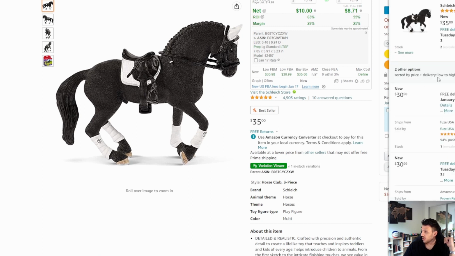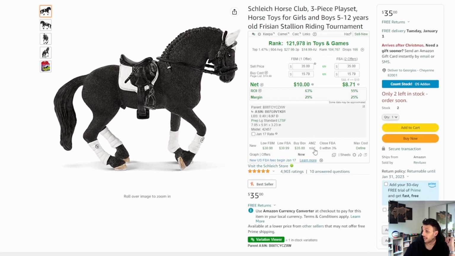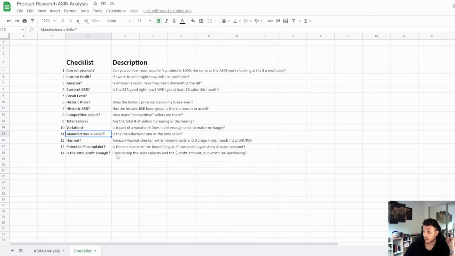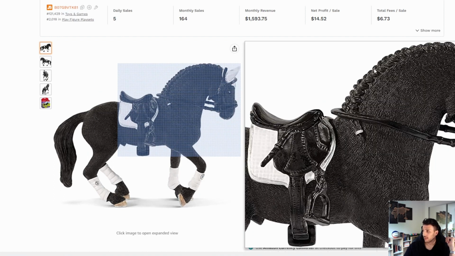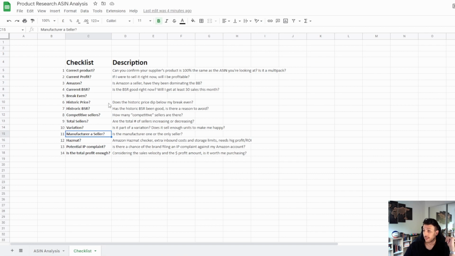So I don't see anyone by this name, Sleigh Store, or Schleek. I'm not too sure how you pronounce that. As a seller, I don't consider the manufacturer. This is a plastic toy. I'm not even going to check if it's hazmat, but if you do need to, there's a direct link on Revseller where you click on this and you can punch in the ASIN to see if it's hazmat.